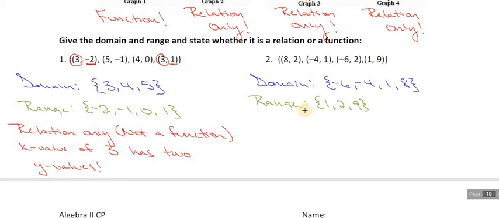So this is a function, which technically means it's a relation, but more specifically a function. Just kind of like all squares are rectangles, but not all rectangles are squares. So all functions are relations, but not all relations are functions. If that makes any sense, you might need to pause the video and think about that for a second. Okay, so a function is a more specific type of relation where every x has exactly one y.